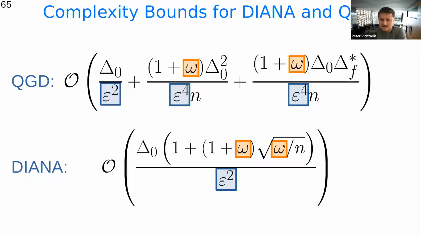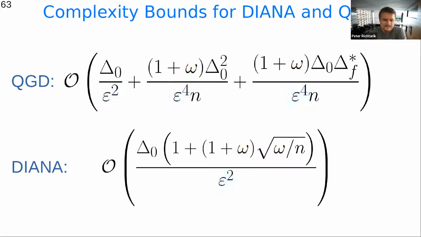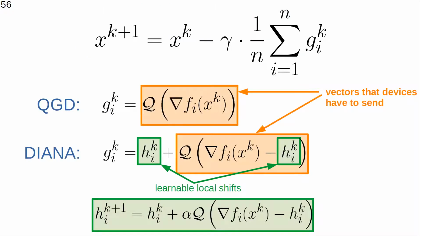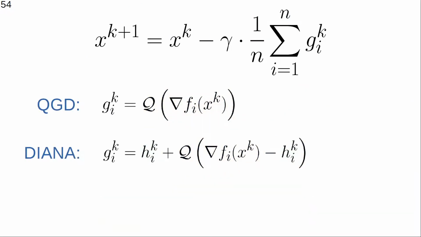So there's a question, and let us unmute Konstantin so that he can ask the question in person. There you go. All right, can you hear me? Yeah. Okay, so my question is, do you have any intuition why quantizing differences is better than quantizing the gradients themselves? Why does the rate improve?